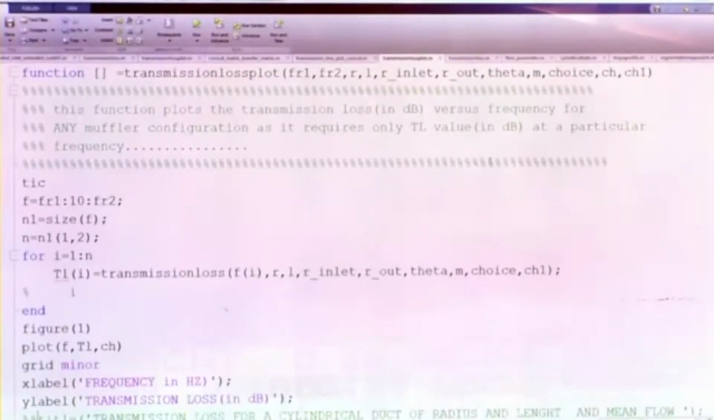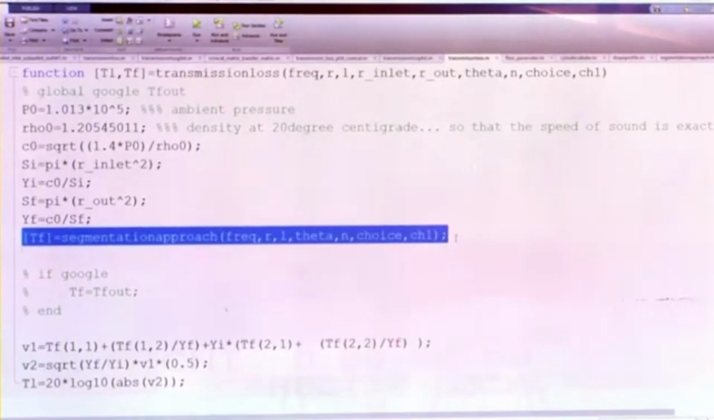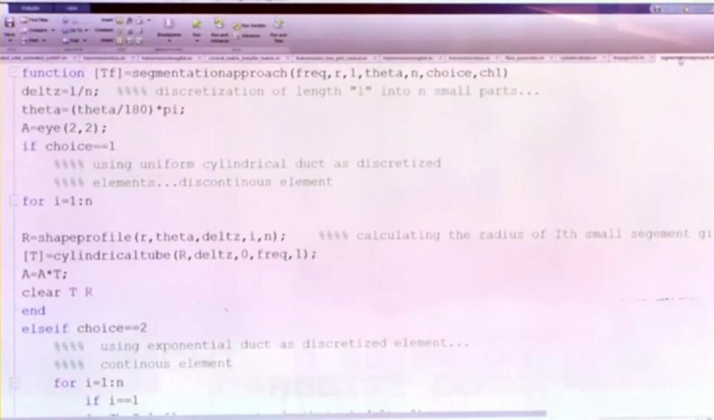This is the transmission loss. Like I have been mentioning, MATLAB scripts are usually best written as function files, also known as subroutines in Fortran, but we will work with MATLAB. This is the transmission loss plot, more like an overarching routine which calls yet another routine, transmission loss, where the transmission loss for a given frequency is computed, and this calls the most important routine, the heart of the segmentation approach. The file is named segmentation approach. So, this is the file.